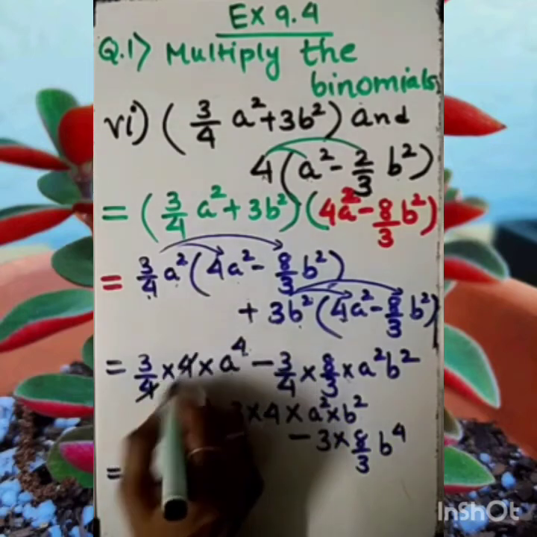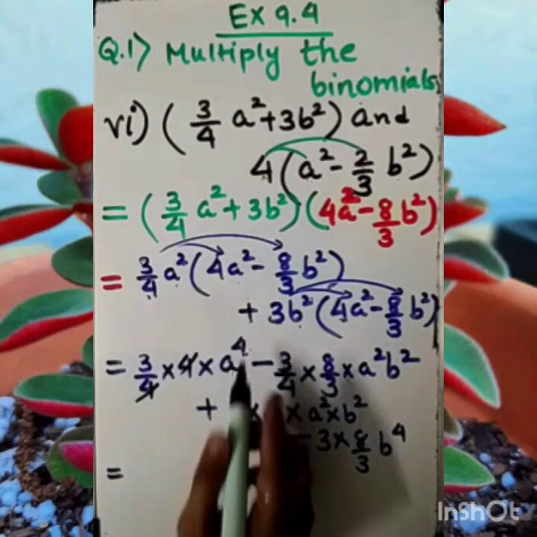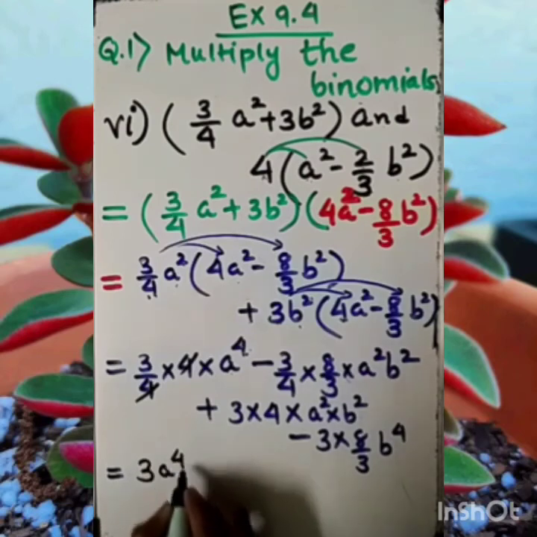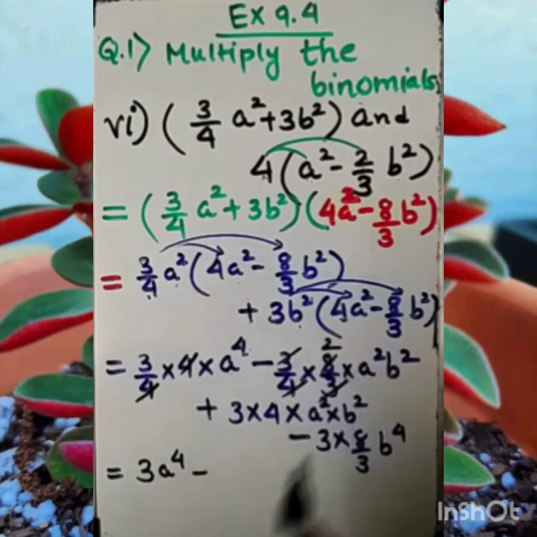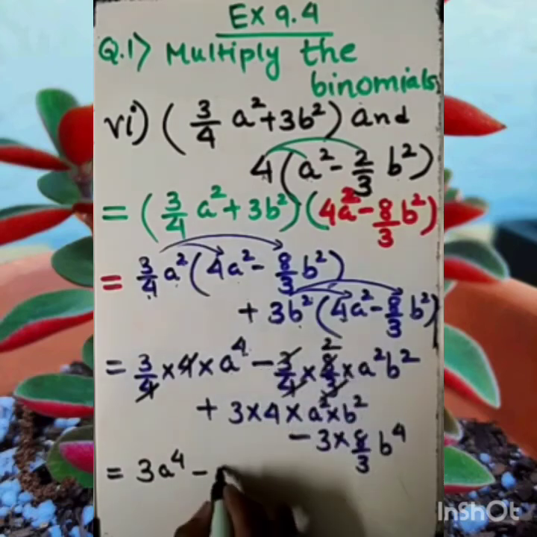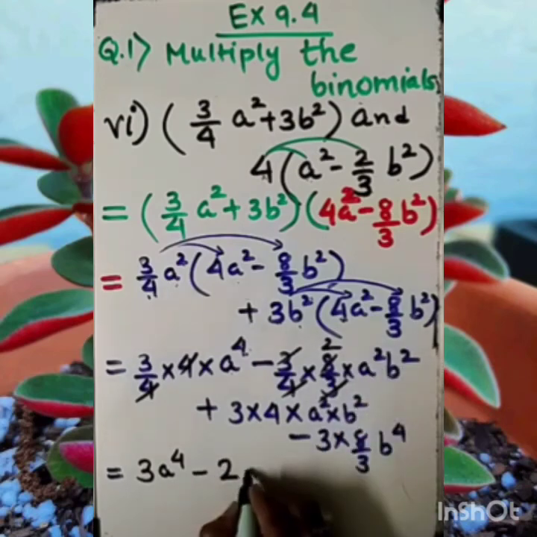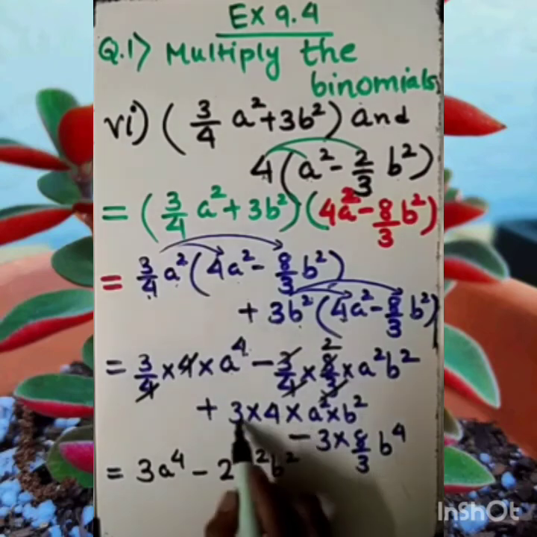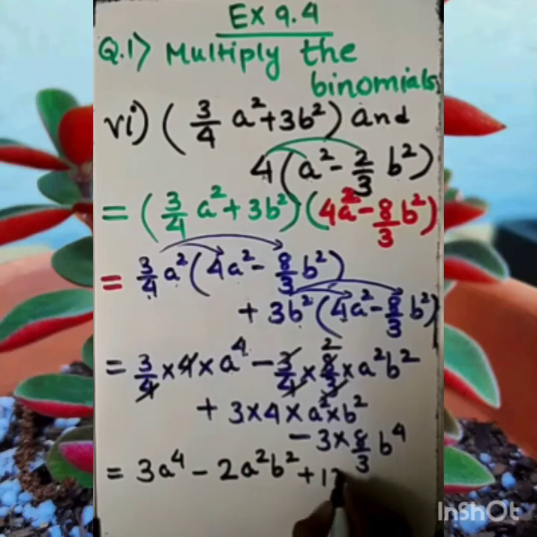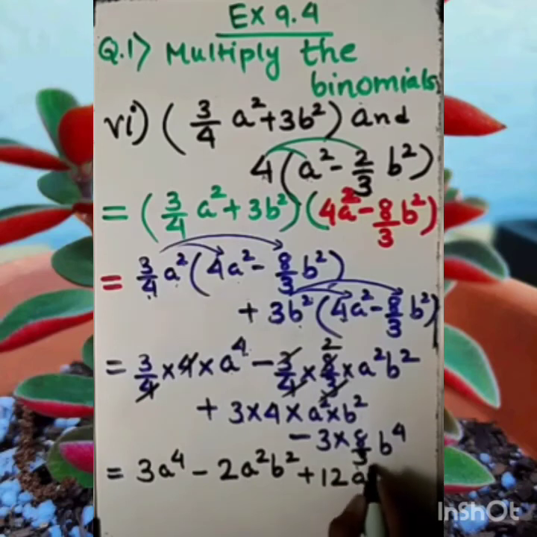4 cancels. What is left? 3a to the power 4. So let's note down. Minus, 3 cancels, 4 times 8. Okay. So here minus 2a square b square. Minus 2a square b square. Then we will have here 4 times 3 is 12. So I need to write plus 12a square b square. So I am writing here a square b square, minus, this 3 will be cancelled. What is left? Minus 8b to the power 4.